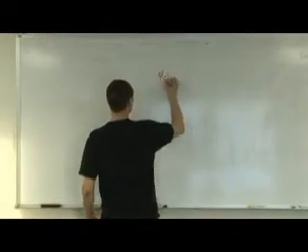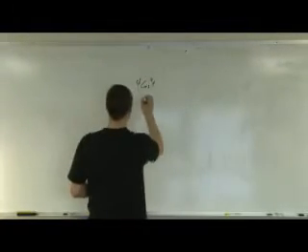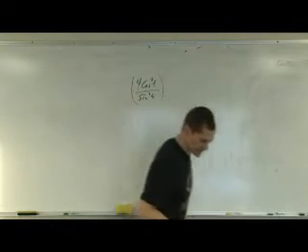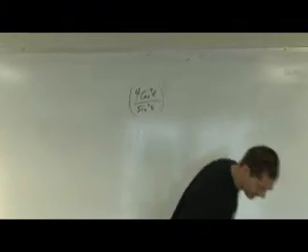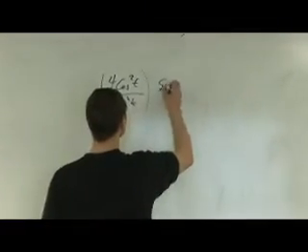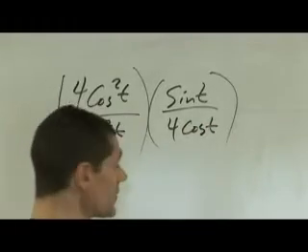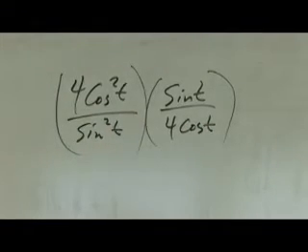4 cosine squared t, sine squared t. It's got a nice parentheses around it. Sine t over 4 cosine t. So they just want us to simplify this as best we can.